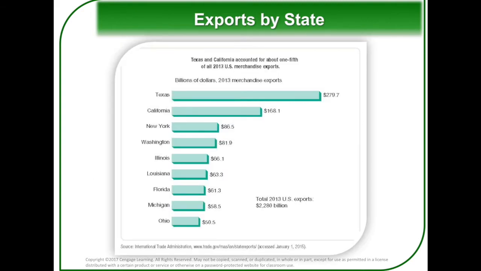Looking at the largest states of the United States with dollar value of exports, right now and for many years, number 1 has been Texas. At the time of this book printing, Texas was approaching $300 billion in merchandise exports. Number 2 is California, then New York, Washington, and finally in the top 10, Ohio at only $50 billion.